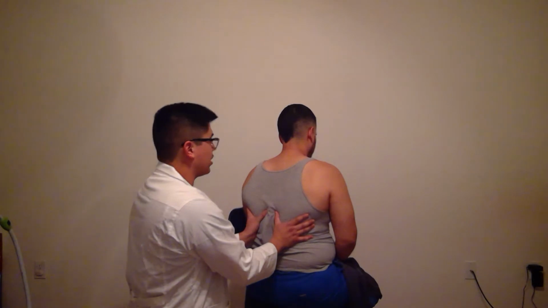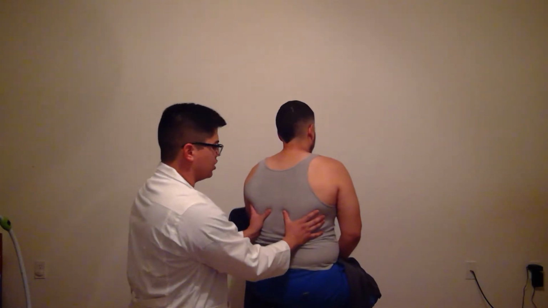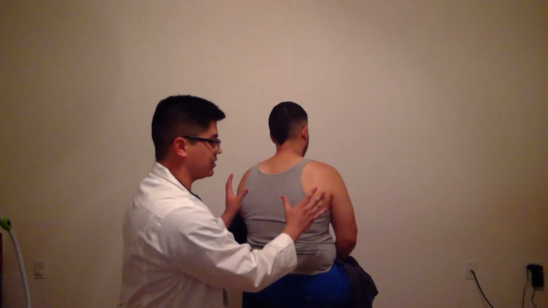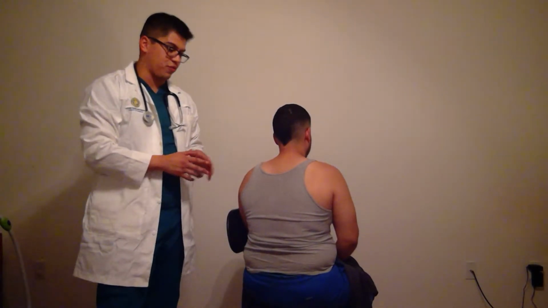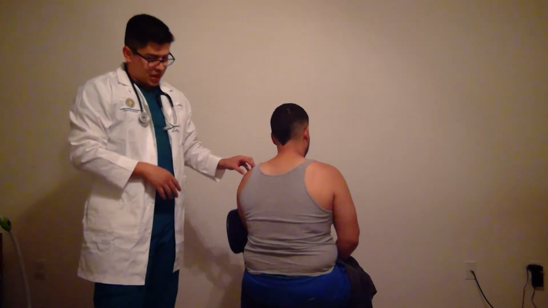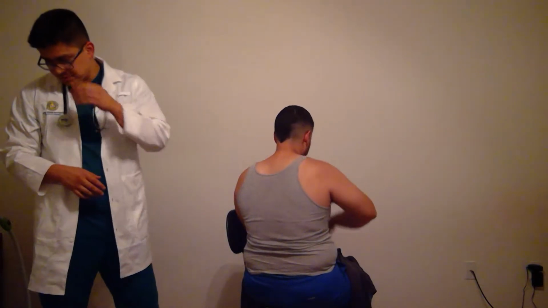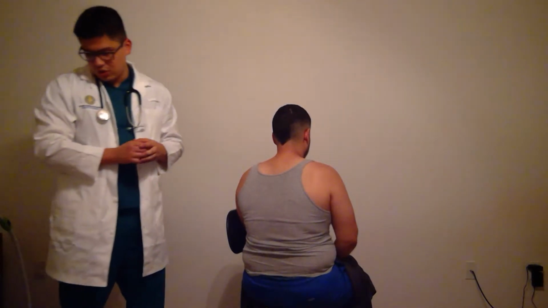Do a little skin fold. Can you please take a deep breath? You're going to see both hands separate, symmetrical. That's a symmetric chest expansion. That's what we're looking for. That's a normal finding. We see the same thing. Asymmetry is abnormal. After we finish with the palpation, we're going to go ahead and do percussion.